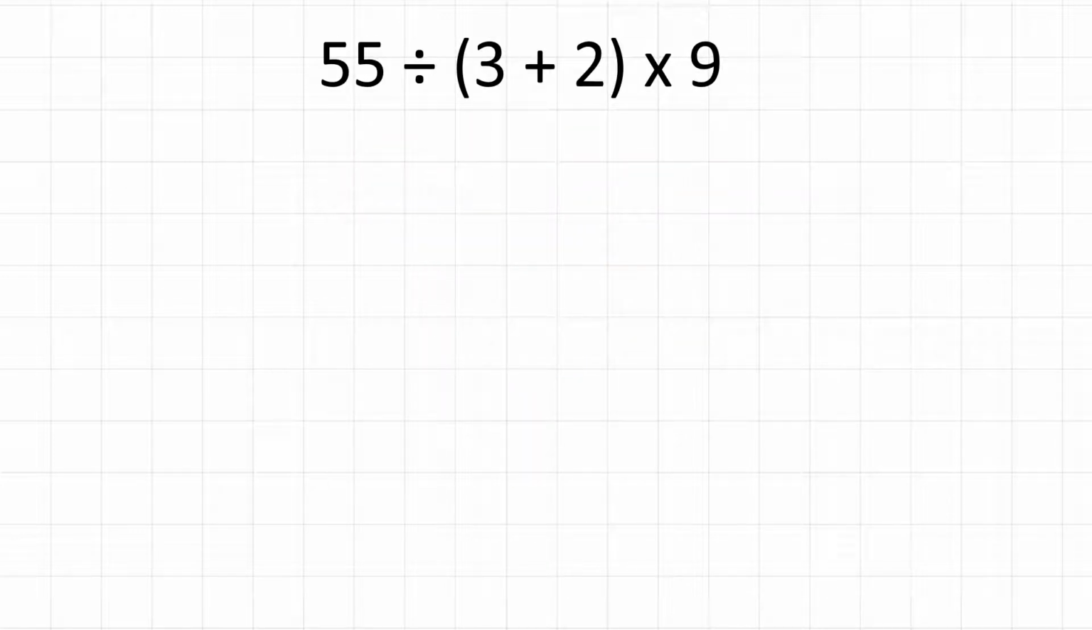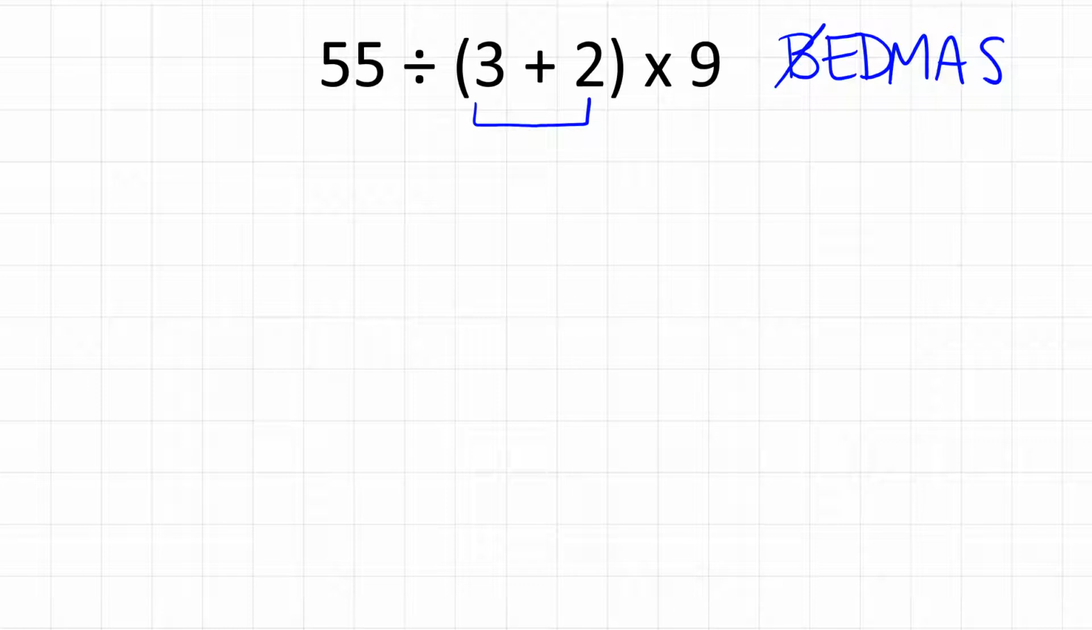Example 2, 55 divided by, in brackets, 3 plus 2, times 9. As always, I'm going to write out my acronym, BEDMAS. And our first step in order of operations is to always complete what's inside the brackets first. So I've got a set of brackets right here, and that's an easy operation to do. 3 plus 2 is 5. And I'm going to rewrite everything else that's around it. So divided by, the 55 and the 9.